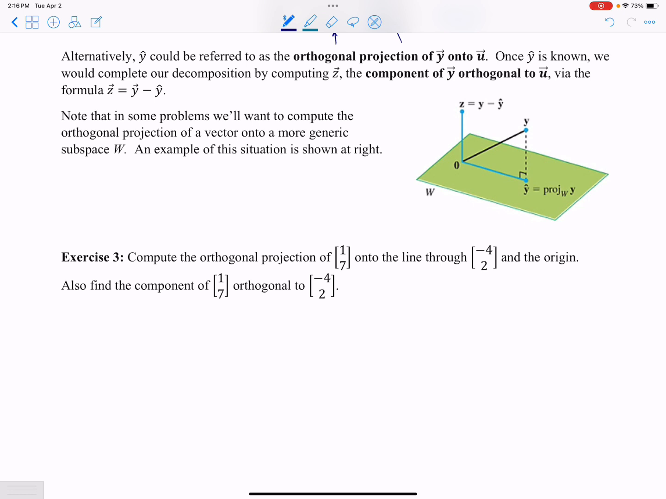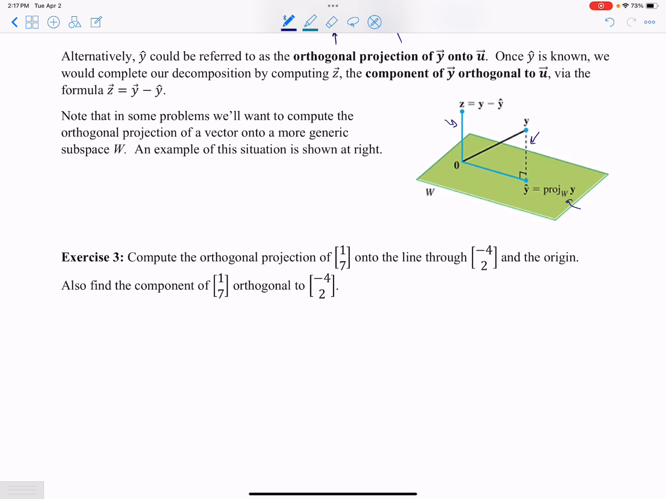In this picture, we have this plane, this W, and then y is standing out. If we have the orthogonal projection, we call it y hat. Notice here, this is a projection onto the space, not onto the vector. And then they also talk about the component of y orthogonal to u. That's this part right here. Notice this vector z, those two are the same, just in different places in space.